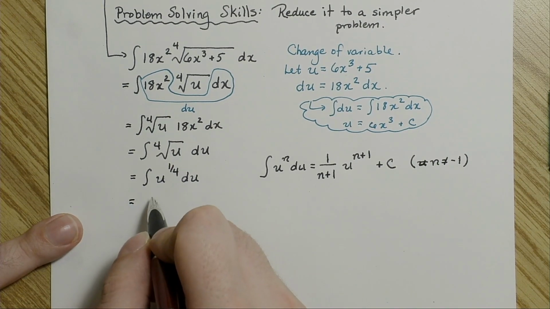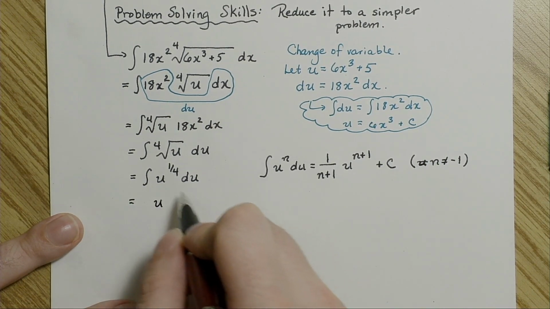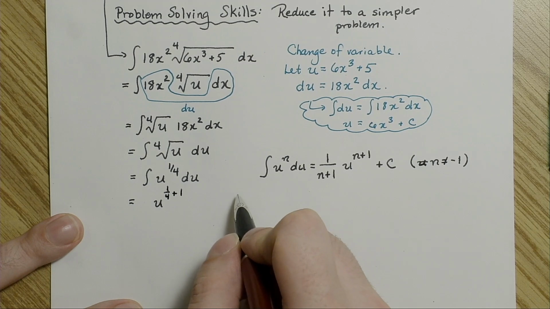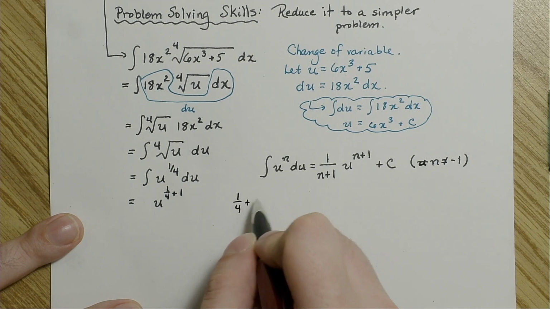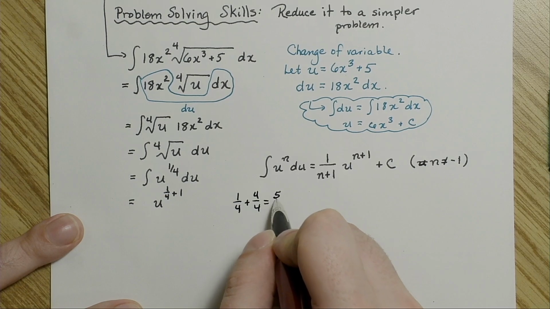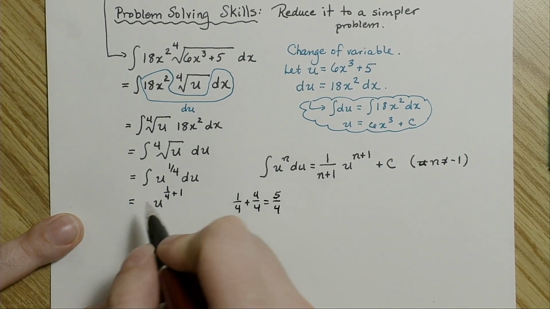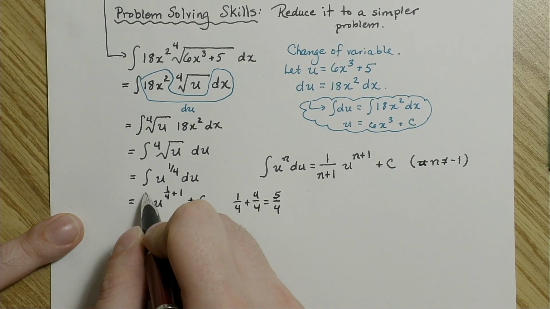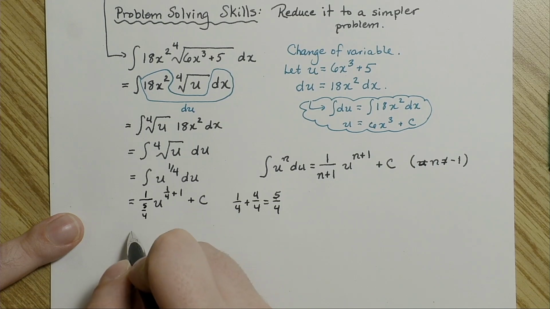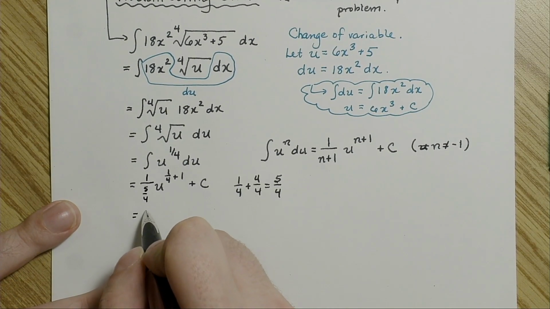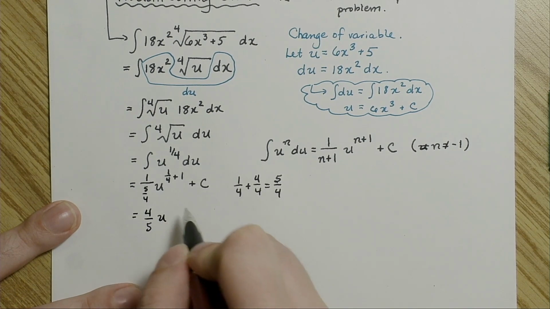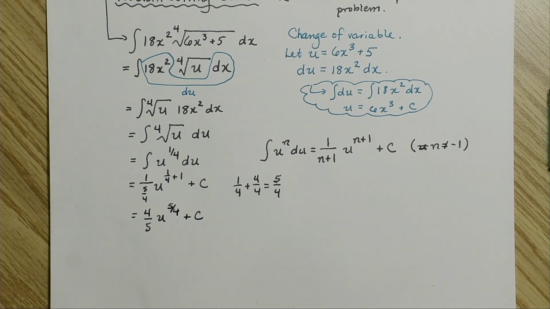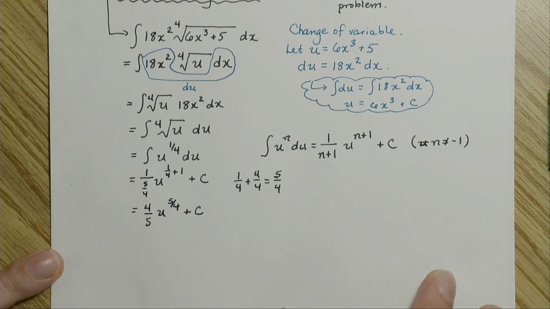So we can apply that rule. I get u, and the exponent needs to go up by 1. So 1/4 plus 1 gives me 5/4, plus a constant, and I also have to have it over here. So what I get is 4/5 u to the 5/4 plus c.